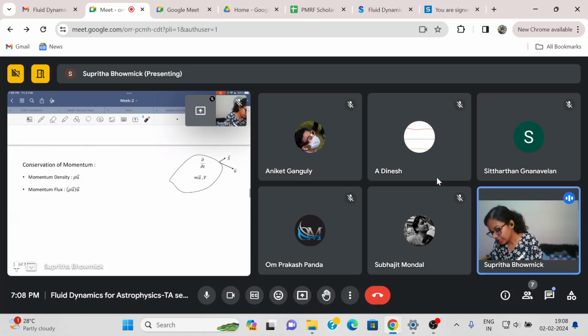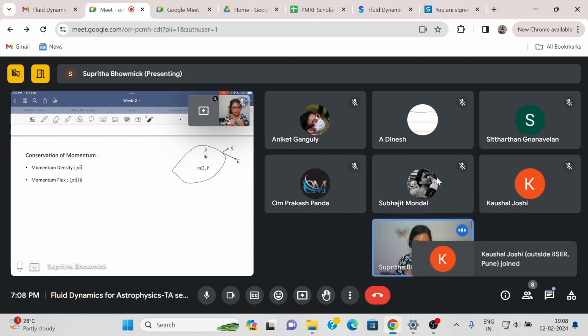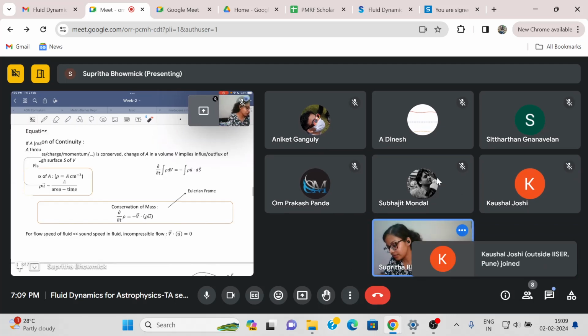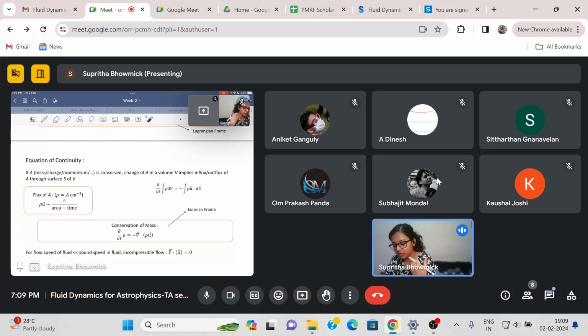Okay. Next, just like we wrote a conservation equation for mass, we can write a conservation equation for momentum, which is nothing but F equals dp/dt equals ma. And for that, we'll follow the procedure that was followed for writing the conservation equation for mass.